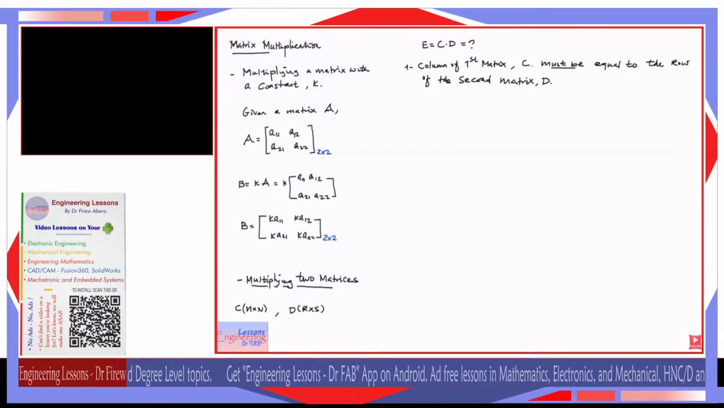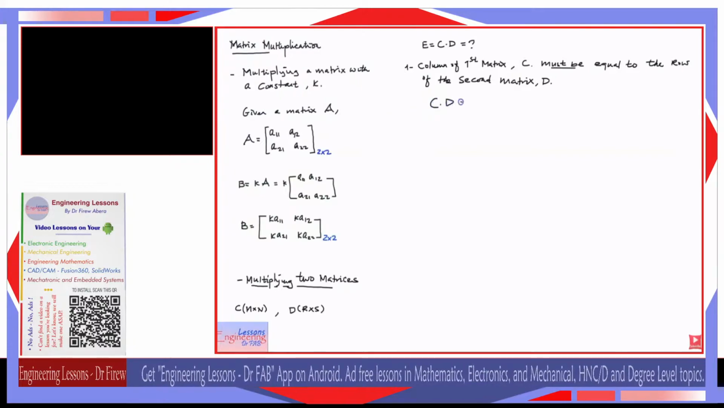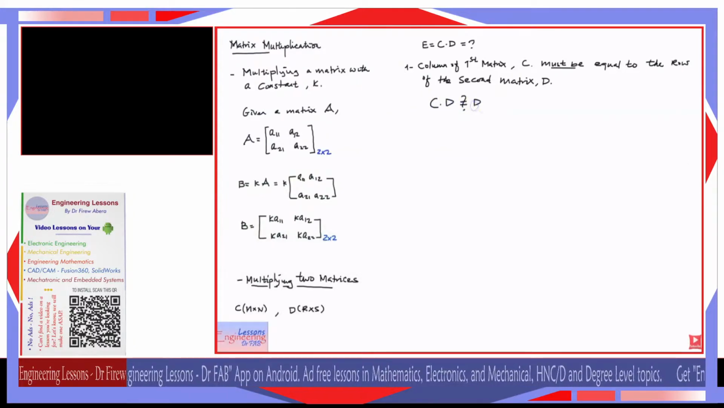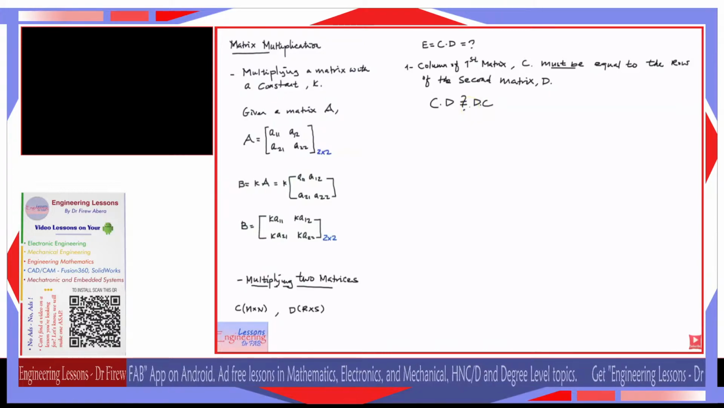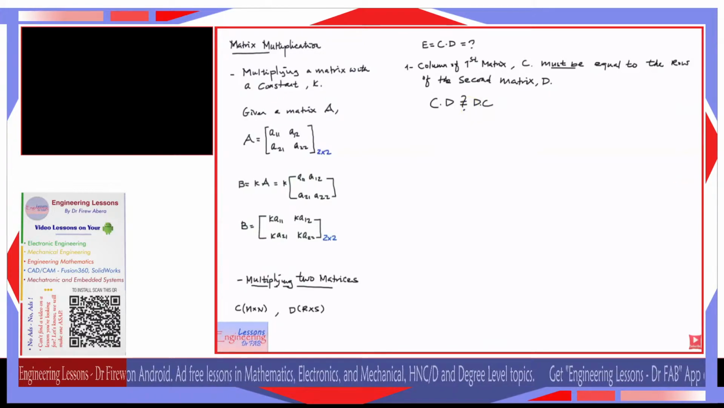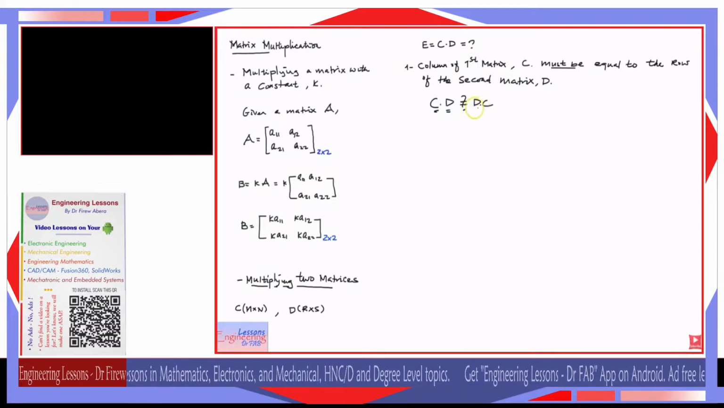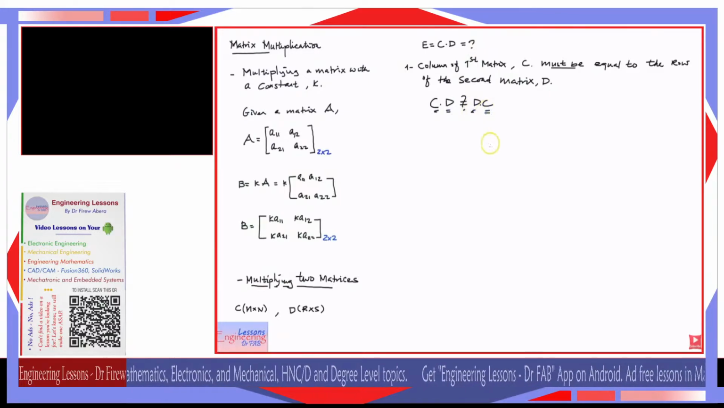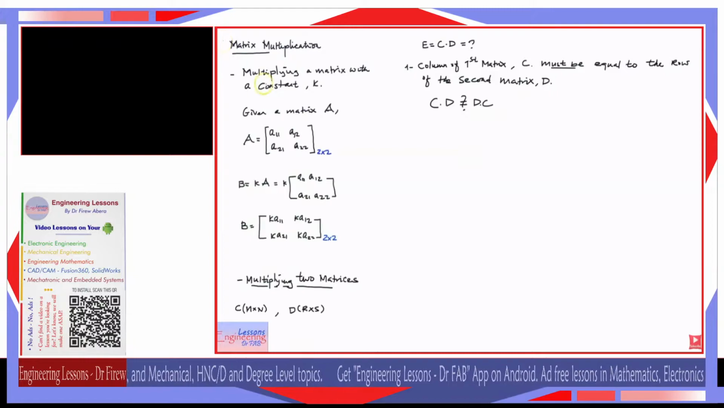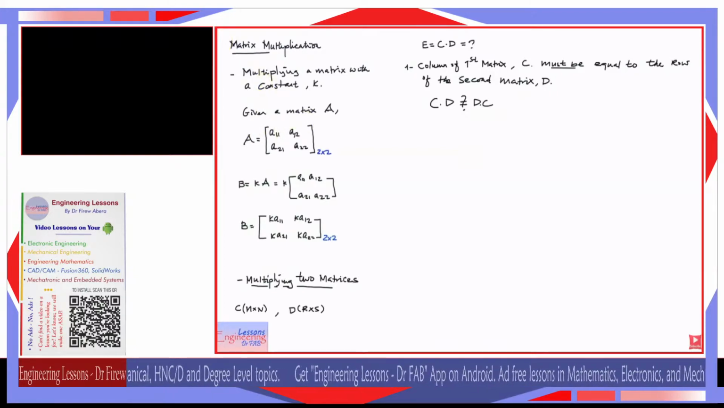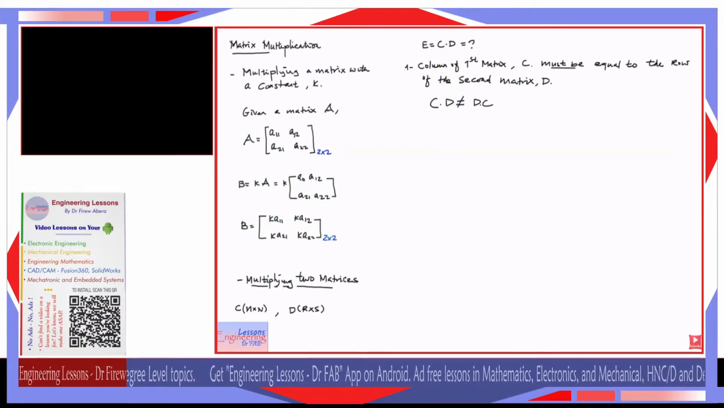Now, by changing C and D, we can ask ourselves if C times D is equal to D times C. In this case, we have said that we will require the column of C to be equal to the row of D, but in the other case it's the column of D to be equal to the row of C. So these two will not be equal because the requirements are different.